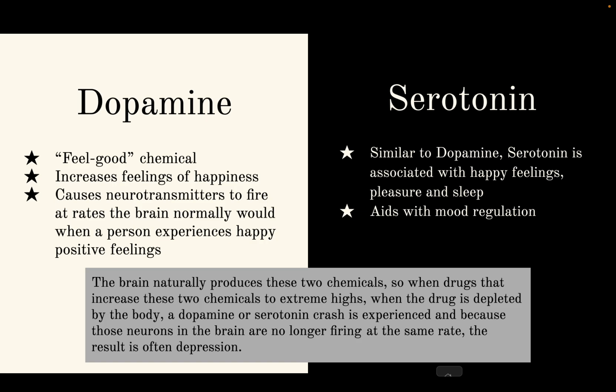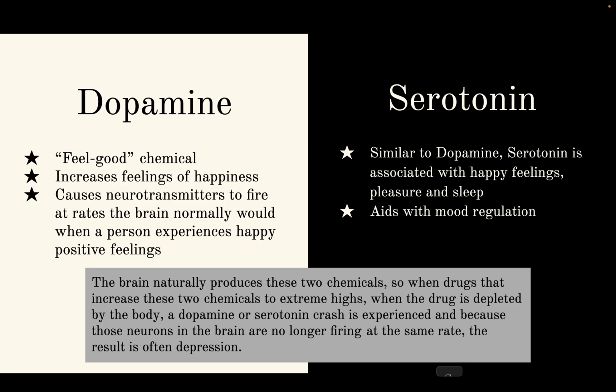They're very similar. Dopamine is the feel-good chemical; it increases feelings of happiness and causes neurotransmitters to fire at rates the brain normally would when a person experiences feelings such as happiness and joy. Serotonin, very similar, is associated with happy feelings, but usually more for satisfaction or intense pleasure, and it is necessary for sleep. It also helps regulate our moods. That's why we're grumpy when we don't get enough sleep.